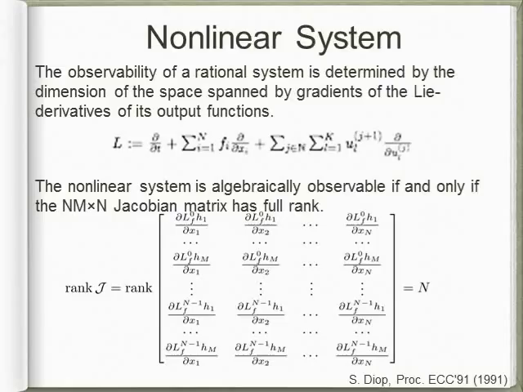And for the rational systems, the observability can be determined by the dimension of the space spanned by the gradients of the Lie derivative of its output functions. So essentially, we have a rank condition to check the algebraic observability of a biochemical reaction system, which is very similar to the rank condition for linear time-invariant systems, the Kalman rank condition.